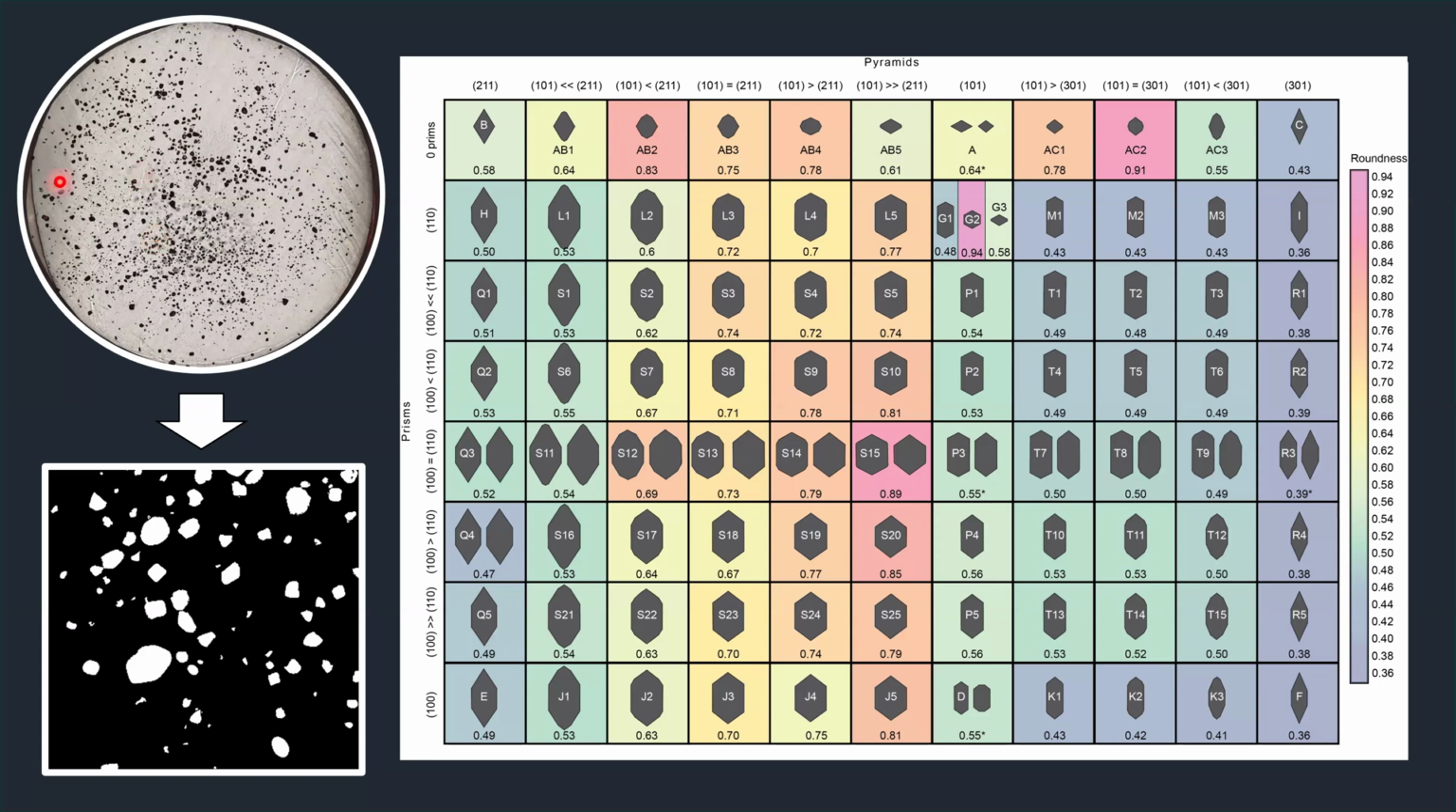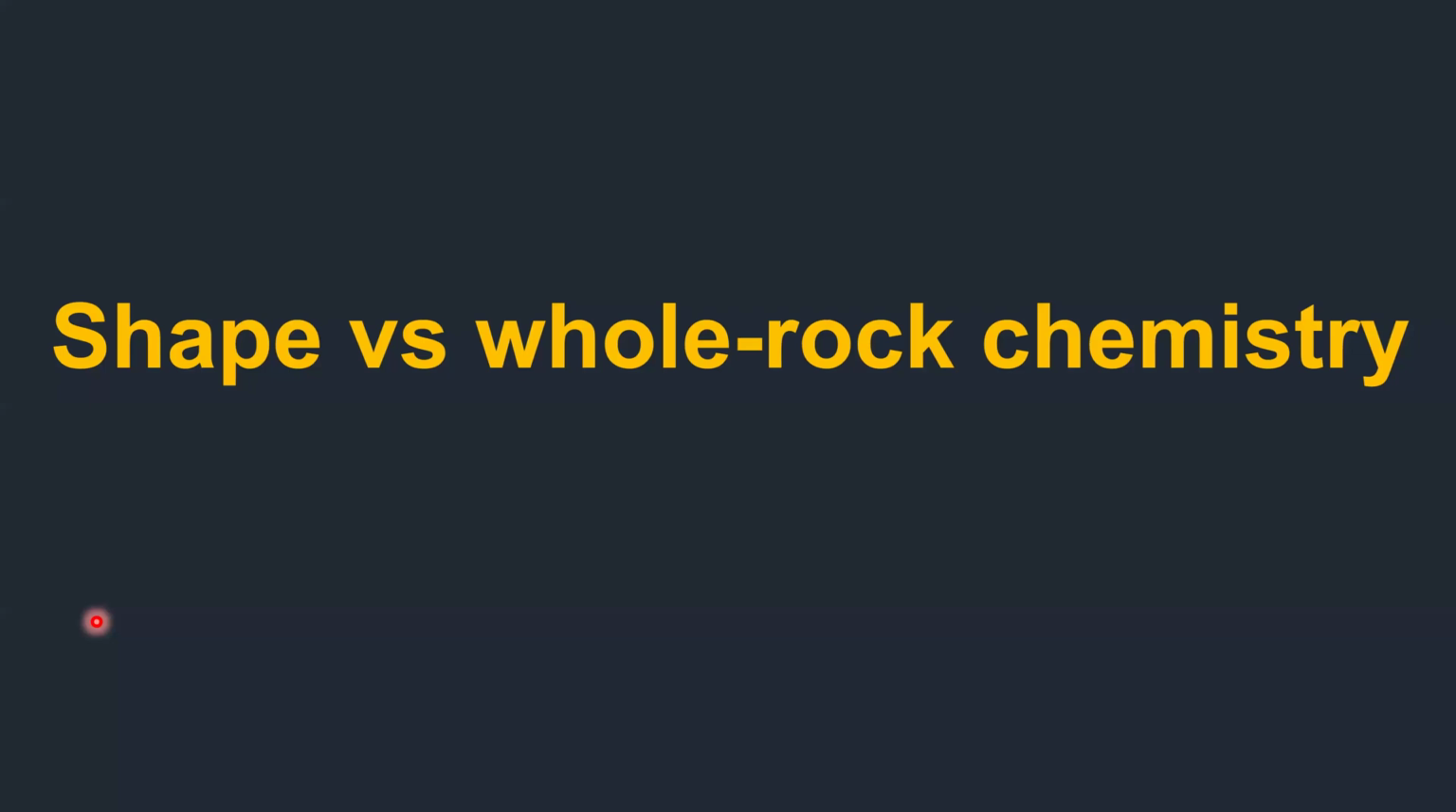Do the 2D shapes we're looking at actually systematically vary with aspects of rock chemistry? This was the first thing we looked at. How does 2D shape vary with whole rock chemistry?